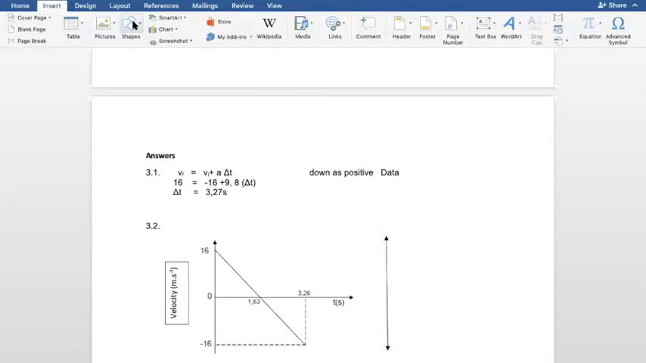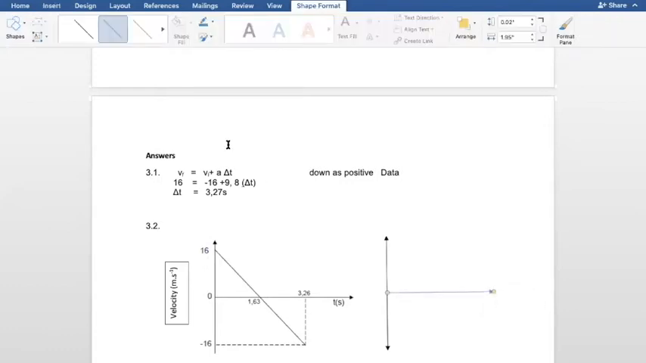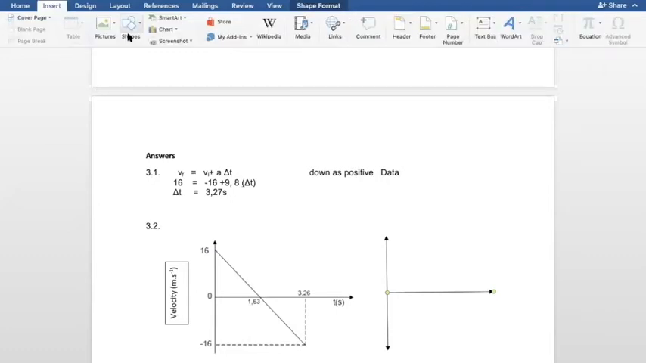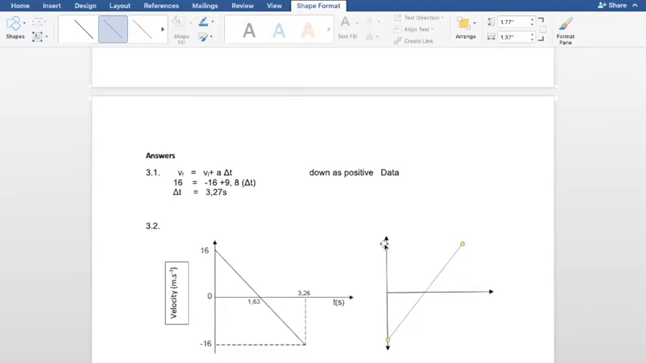We're drawing under the axis, and then drawing the other axis. And our initial velocity is minus 16. All right, and our final velocity is 16, positive 16. So our graph will be the other way. It will start here, it will go there at half the time, 1.63, and then it will carry on straight, and our velocity here will be 16, and your time will be 3.26 seconds.